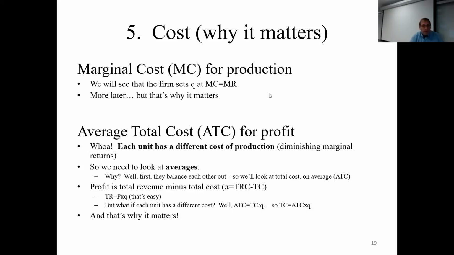Okay, so that was the same question. Yes, I'll address the question about the homeworks afterwards. So that's why it matters.